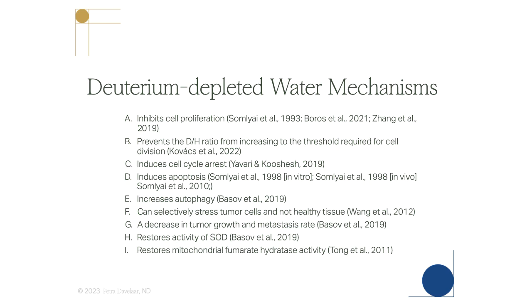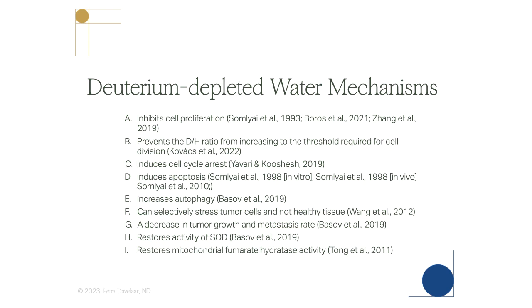So the mechanisms of deuterium depleted water are many, and they have been published in the research. And here's a list of these. So it inhibits cell proliferation. It prevents the ratio from increasing to a threshold that is required for cell division. It induces cell cycle arrest and apoptosis and increases autophagy. It can selectively stress tumor cells, but not healthy tissue, and it decreases the tumor growth and metastasis rate.